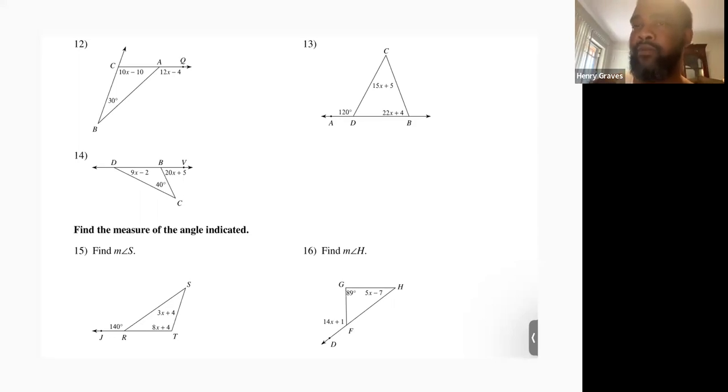So 14, I'm gonna have 20x plus 5 is equal to 40.